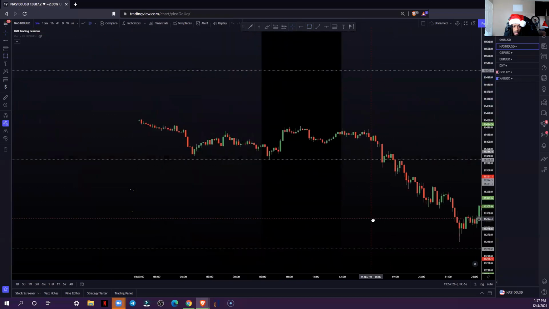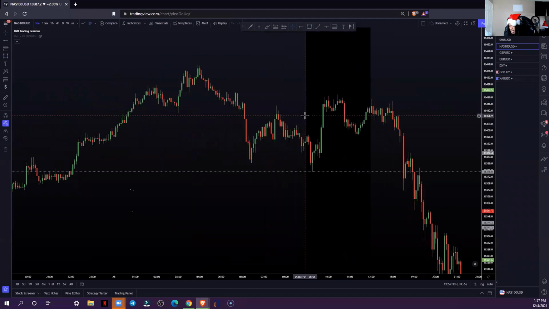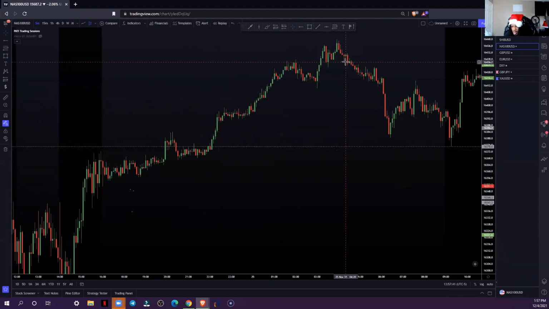I'm trying to find a low probability setup during the session that we trade. Because when I backtest NAS, I only look at the session that I'm trading. I don't care about anything that happens outside of it or before it. Only the time that I show up. You know what I'm saying? That's how I backtest. I don't really backtest outside of my trading hours.